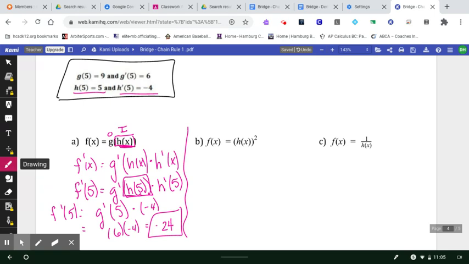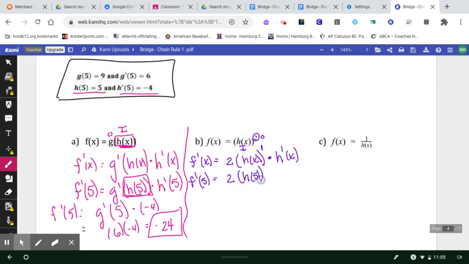All right, let's try B. Who is the inside function and outside function? Excuse me. H of x is inside and the 2 is outside. So derivative of the outside, so that power comes down in front, keep the inside, raised to the first, times the derivative of the inside, h prime of x. And then again, we'll carefully substitute in 5 for all these. All right, so I need h of 5, which is 5, raised to the first is still 5, times h prime of 5, which is -4. 5 times 2 is 10, times -4, I think we get -40.